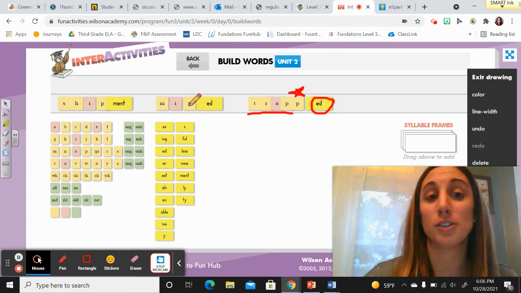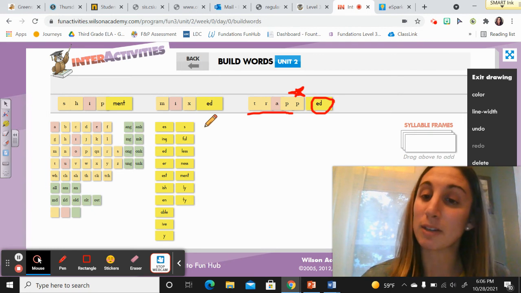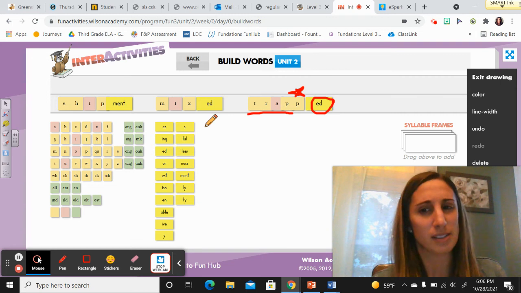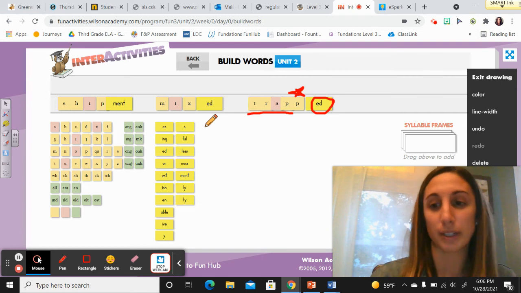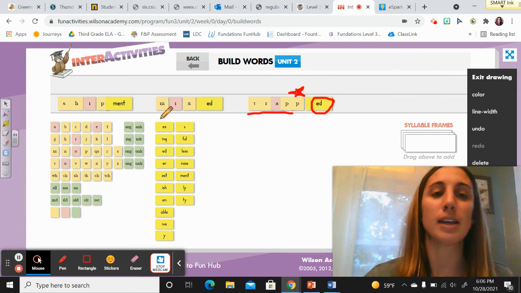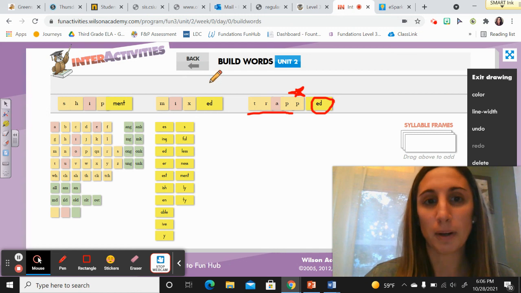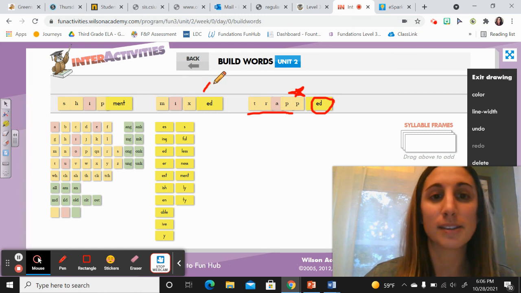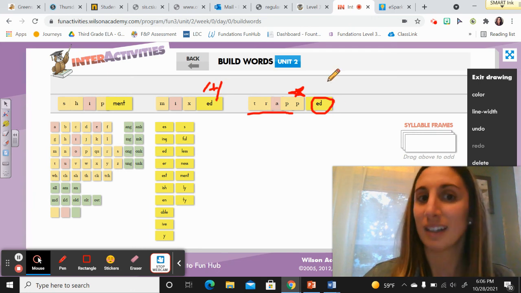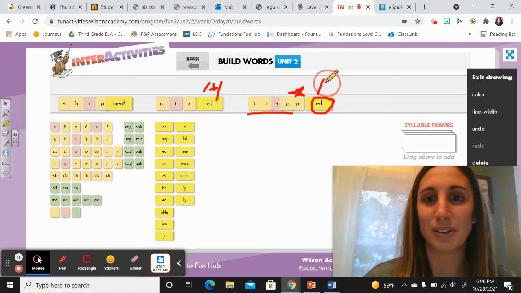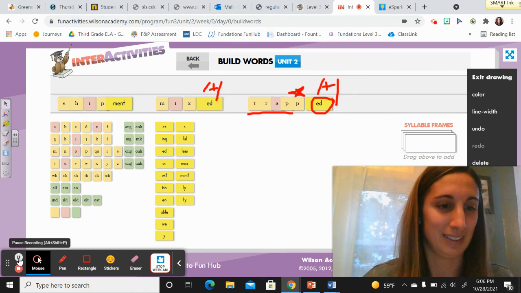One thing I forgot to do for mixed is mark the sound that ed makes, because remember, ed as a suffix makes different sounds depending on which base word it's attached to. So let's all say mixed. What should I put above this ed? Right, it sounds like a T. Okay, what about trapped? It also sounds like a T too. Yes. All right, nice work.